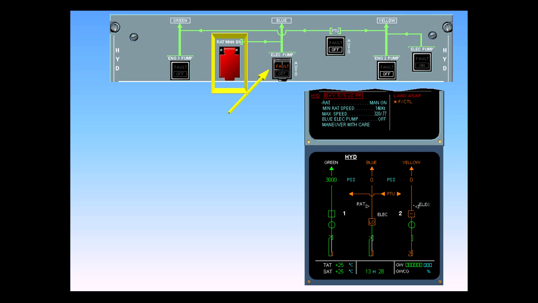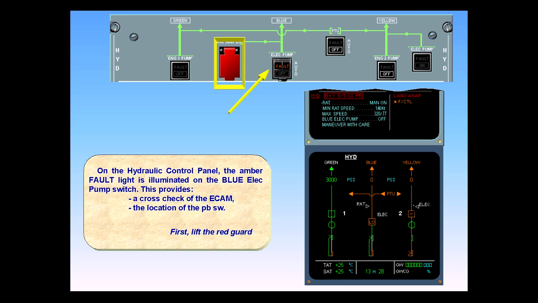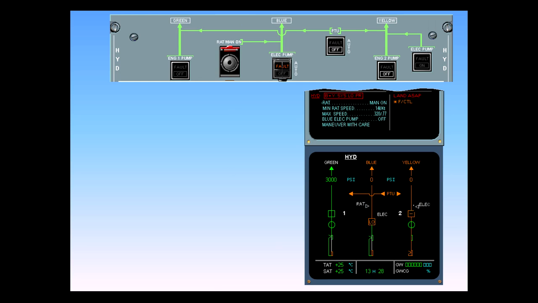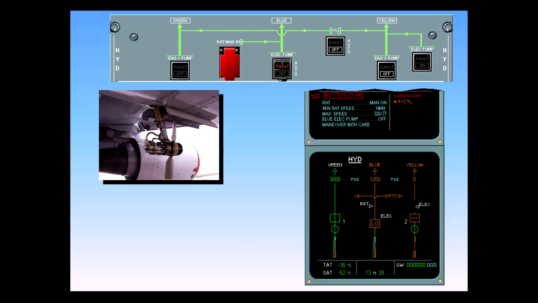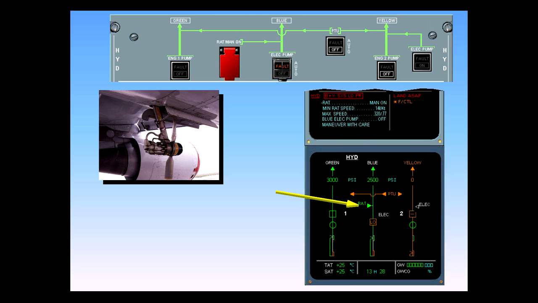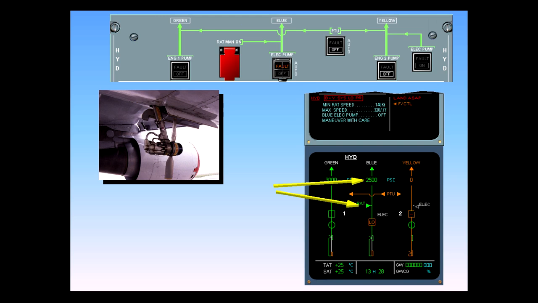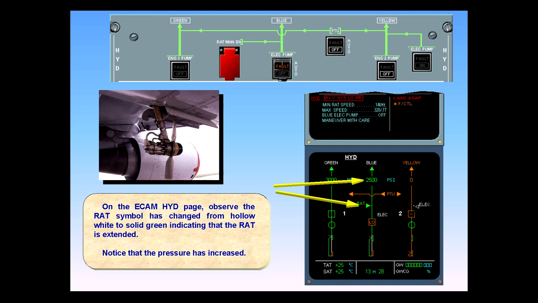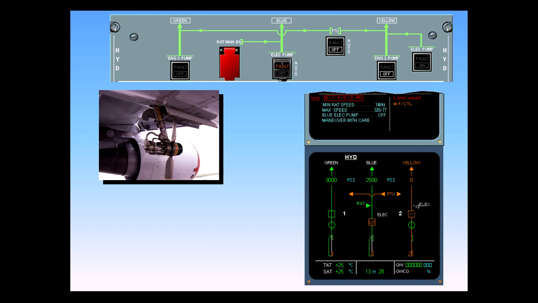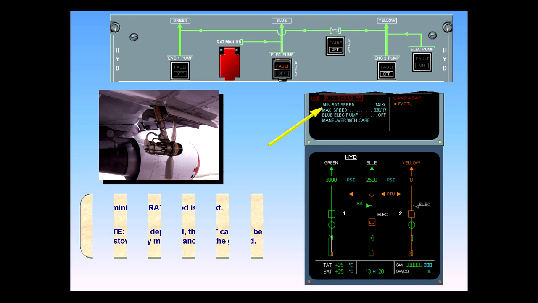First, lift the red guard. Perform ECAM action. Extend the RAT. On the ECAM hydraulic page, observe the RAT symbol has changed from hollow white to solid green, indicating that the RAT is extended. Notice that the pressure has increased. The minimum RAT speed is 140 knots. Note, once deployed, the RAT can only be restowed by maintenance on the ground.